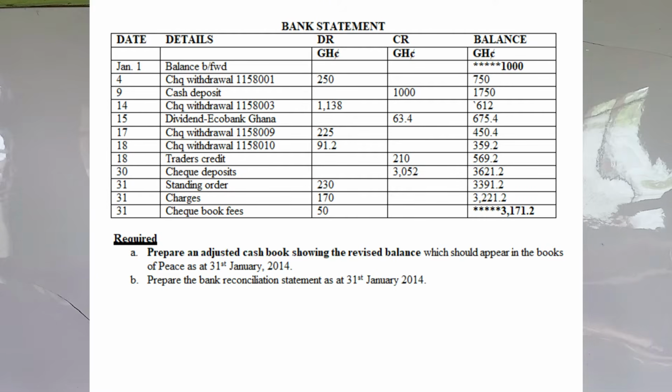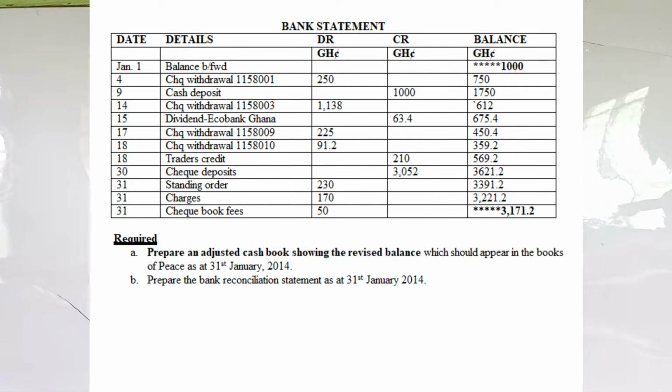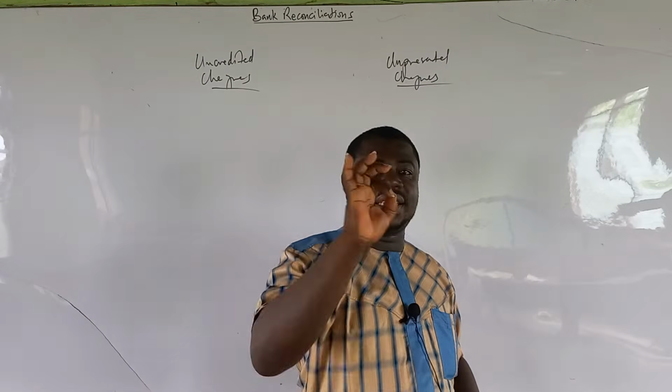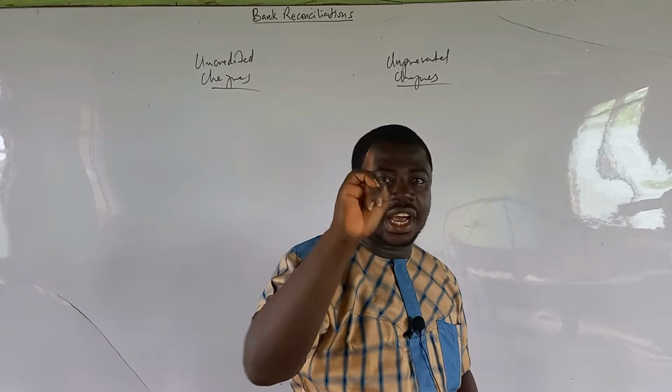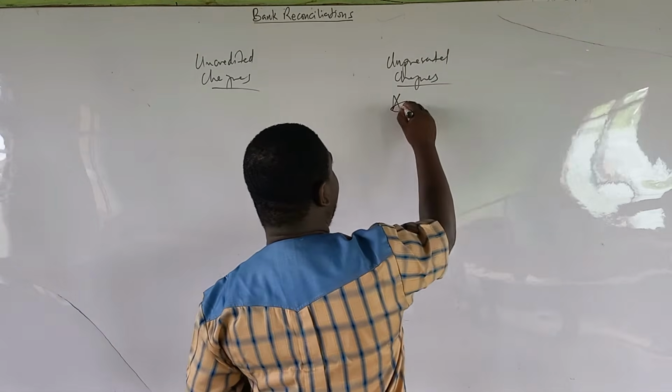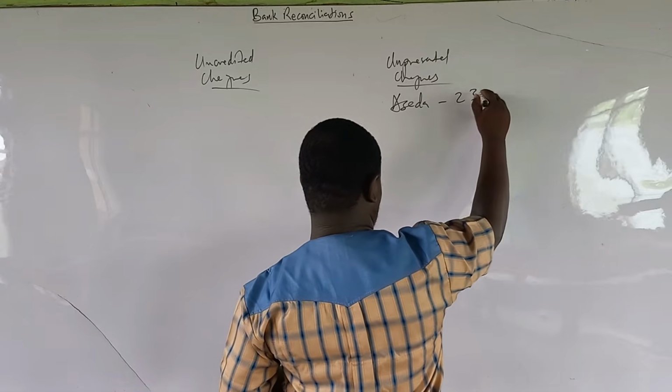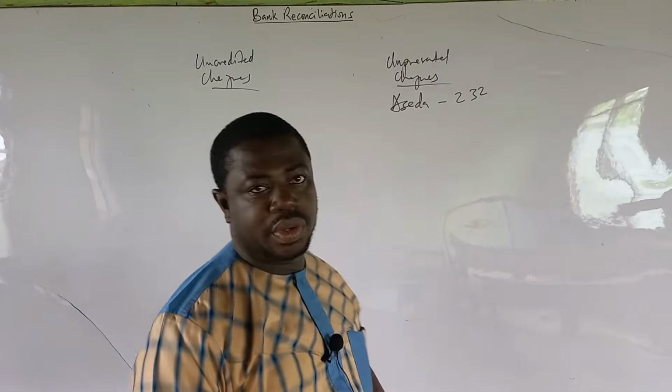As you can see, when we go to the debit of the bank statement, there is no figure like 232. We have 232 for ASEDA on the credit of the cash book, which should have been on the debits of the bank statement. But if you go through the figures on the debits of the bank statement, there is no figure like 232. So what it means is that ASEDA's check of 232 was not presented to the bank for payment. So that is our first unpresented check that we have identified. ASEDA 232. So that is it.